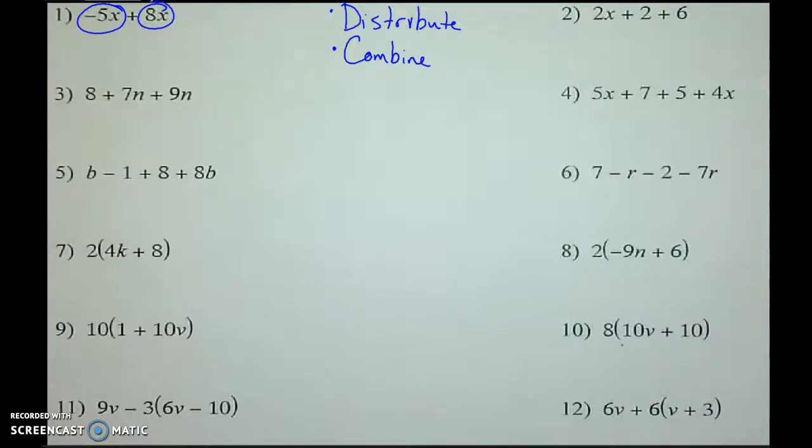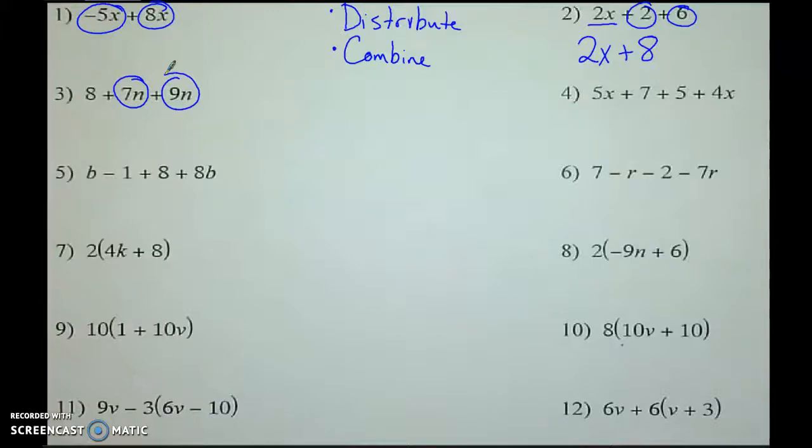Now moving over to number 2, I'm going to look at this one. There's no parentheses, so no distributing. But now I need to combine like terms. 2x, all by itself, there's no other x's, so that's just going to be part of my expression. 2 and 6, they are like terms, so they will combine, and that gives me 8. Number 3, looking at number 3, there is no distributing, but I'll look for like terms. 7n and n, those are like terms, so that'll help you out with finishing number 3.